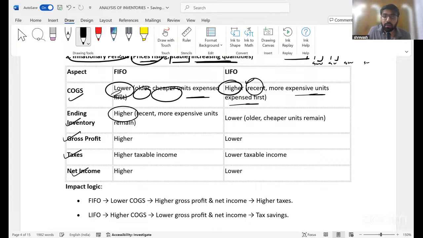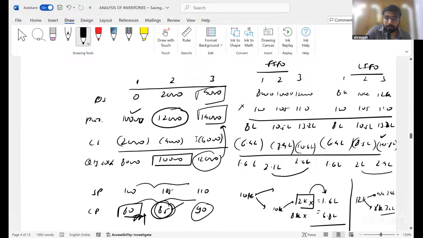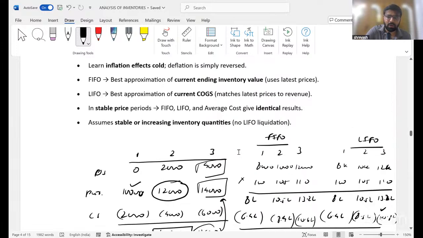Why? Because you can clearly see, in case of FIFO, we have just used up all the opening stock. Whatever the closing stock is comprises current year purchases, which are priced at a higher rate. But in case of LIFO, first we'll sell all the recent year purchases, then we'll go to the previous year purchases. So in LIFO, the previous year purchases still remain. That's why the inventory ultimately will be lower.